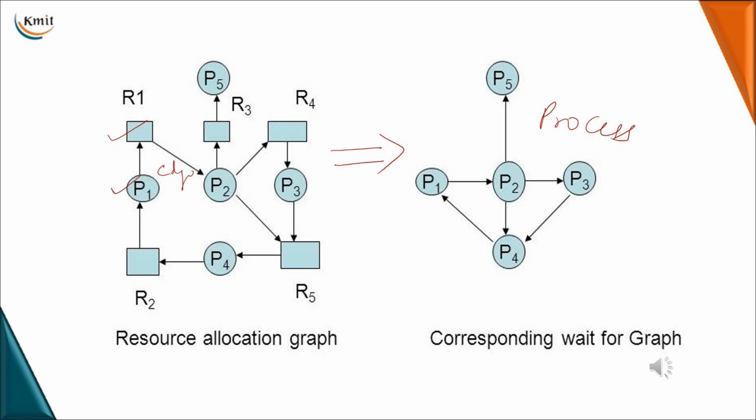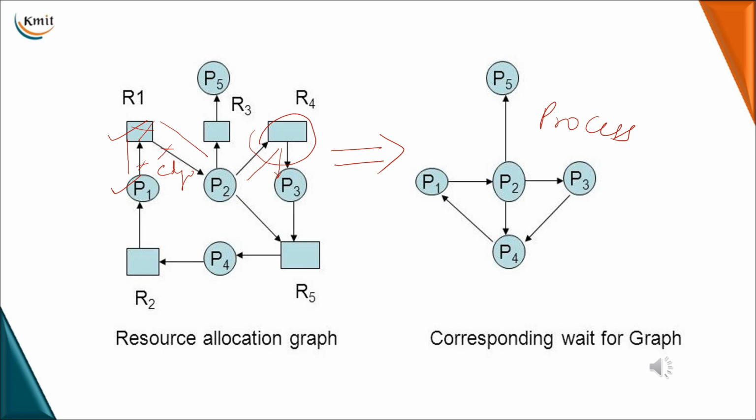So if you have an edge from P1 to P2, just see the link from P1 to R1, and you have a link R1 to P2. So what you do is you need to collapse these edges and remove the resource. So when I remove all these things, you directly establish a link from P1 to P2. Similarly, when you see this P2 to R4 and R4 to P3, I remove all these things, so you have an edge from P2 to P3.